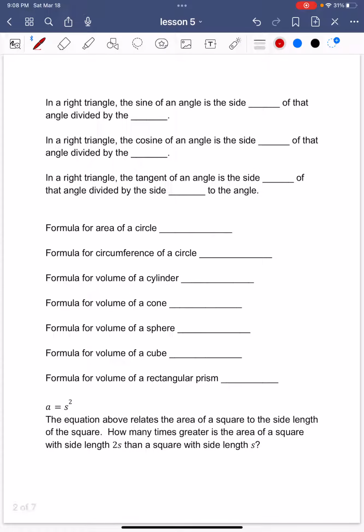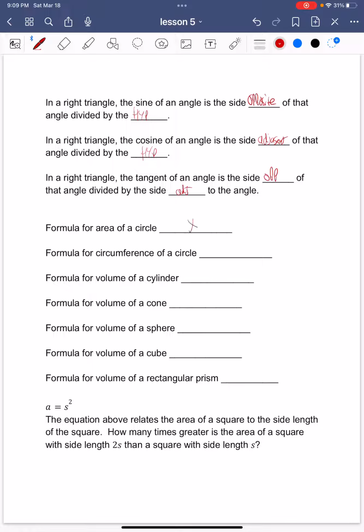In a right triangle, the sine of the angle is the side opposite of that angle divided by the hypotenuse. In a right triangle, the cosine of an angle is the side adjacent divided by the hypotenuse. The tangent is opposite over adjacent.